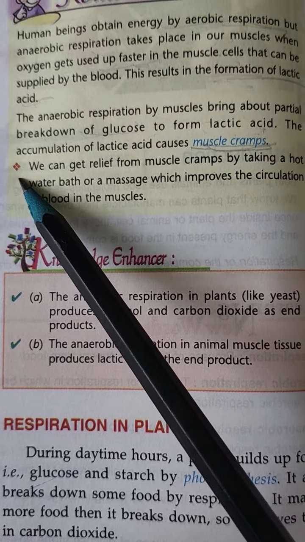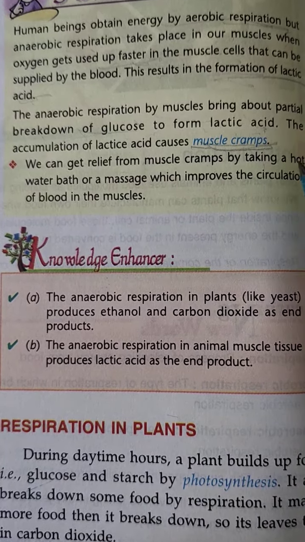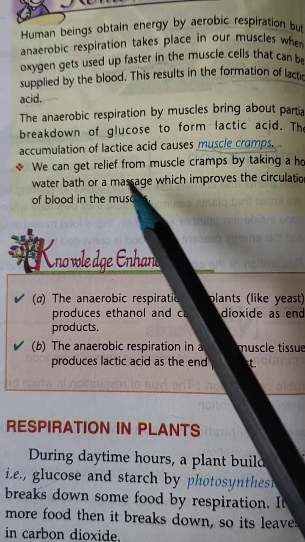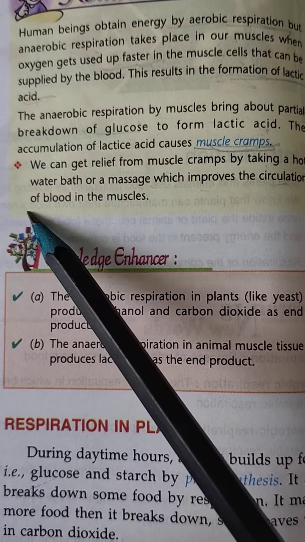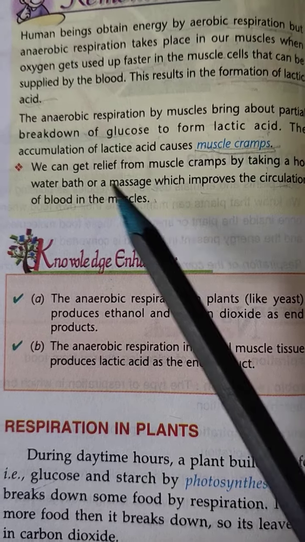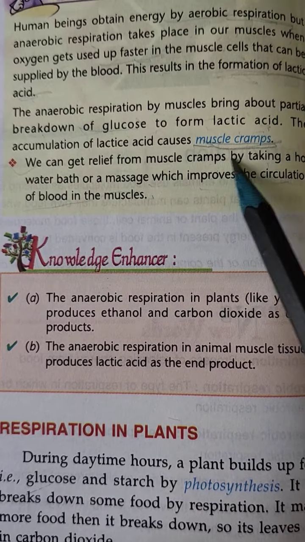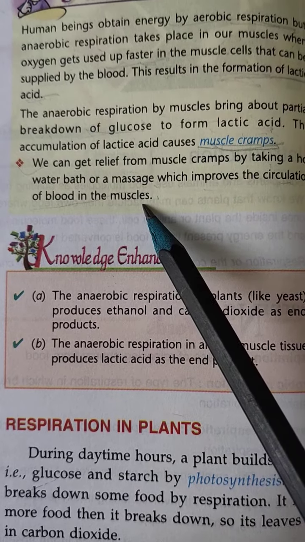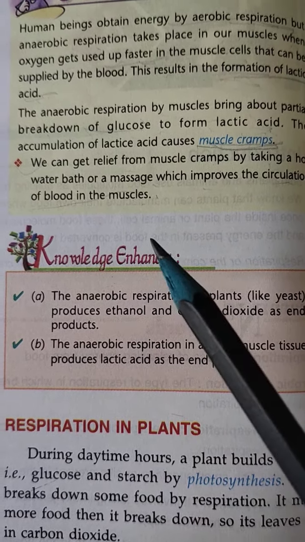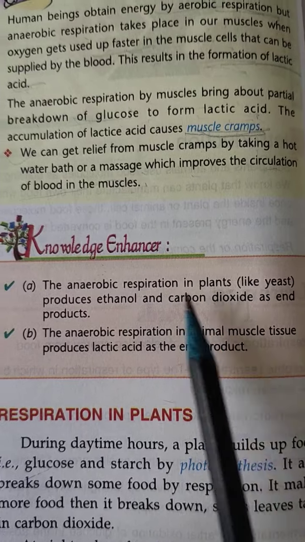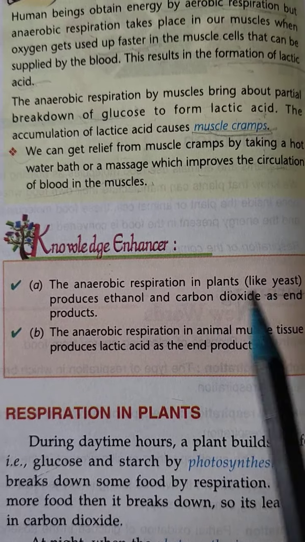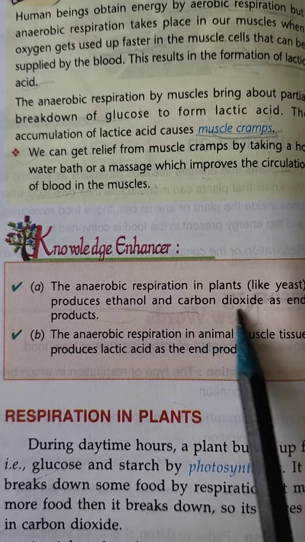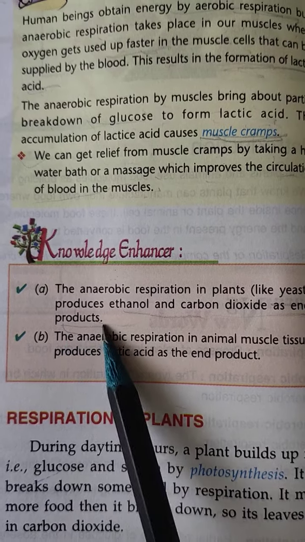We can get relief from the muscle cramps by taking a hot water bath or a massage, which improves the circulation of blood in the muscles. We can get relief from these cramps by taking a massage so that circulation of blood increases in the muscle area. The anaerobic respiration in plants like yeast produces ethanol and carbon dioxide as the end product.